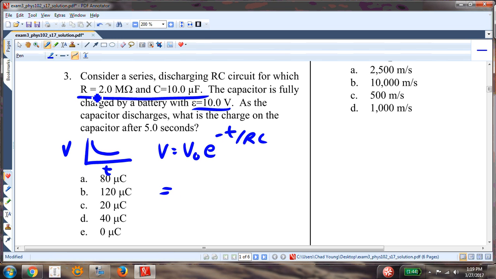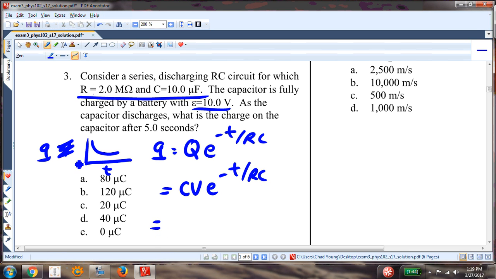And so V, or I'm sorry, I don't want to know the voltage, I want to know the charge, but that's okay because the charge function looks exactly the same. And the charge function, I just get rid of these V's and I put in my Q, and this is the big Q, which is going to be C times V times e to the minus t over RC.